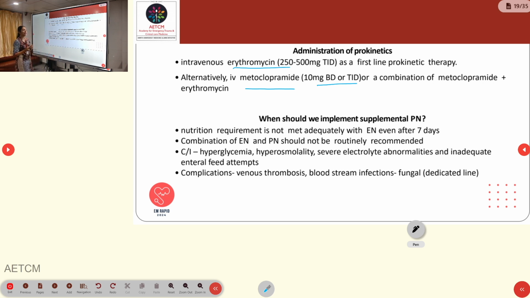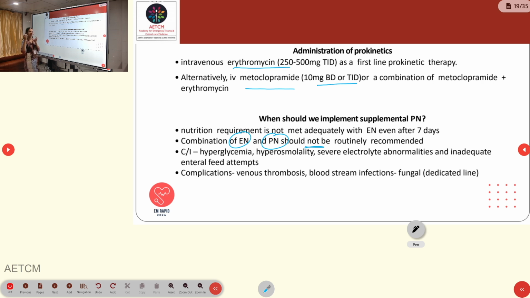So when should we implement parenteral nutrition? So as we told, parenteral nutrition should be considered if we are not able to give oral or enteral feeding within the 3 to 7 days, and a combination of enteral with parenteral nutrition is not usually recommended. And parenteral nutrition should be given through a dedicated line. So if there is a central line for the patient, we should use the longest port line of it, and it should be a dedicated line. We shouldn't be giving the parenteral nutrition and the IV medication everything through that single line.